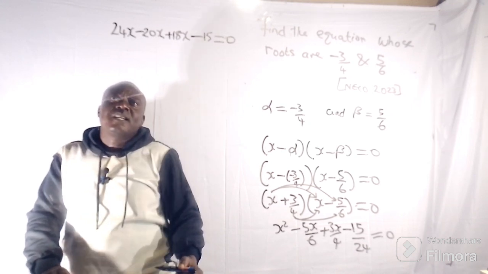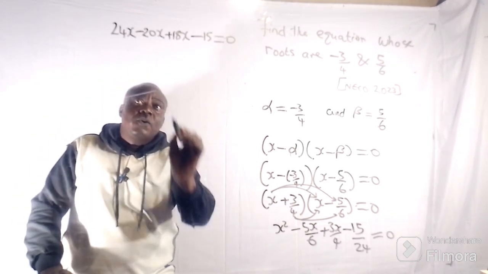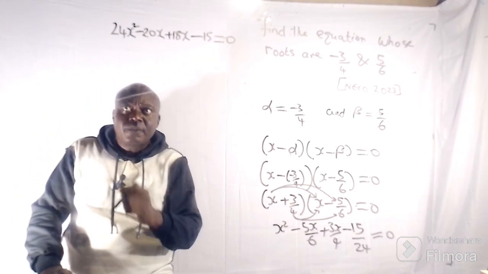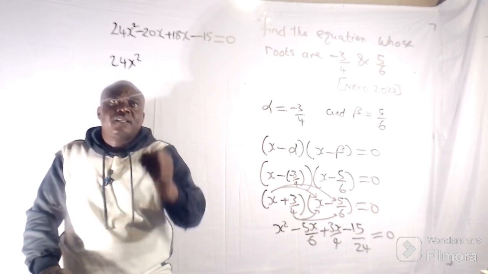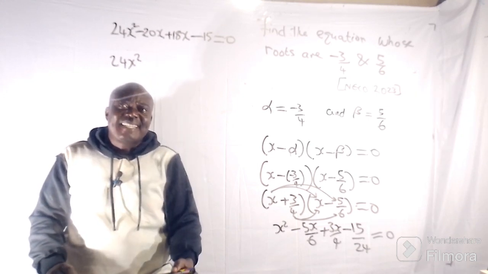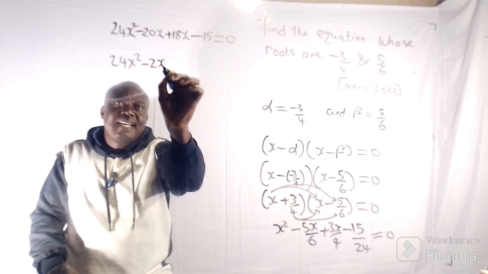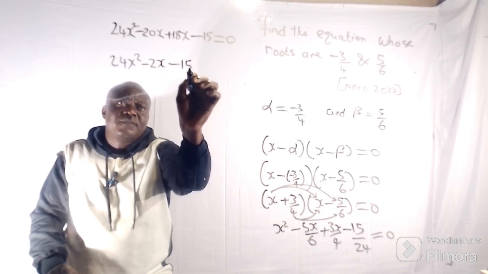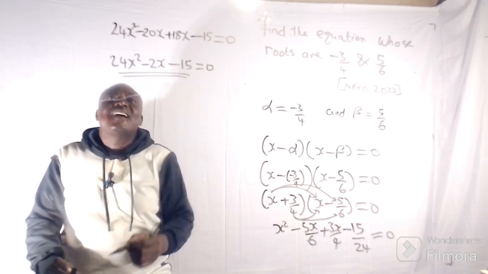So now let us simplify it. So you have 24x squared minus 20x plus 18x, so you have minus 2x, minus 15 equals to 0. That is the final answer.